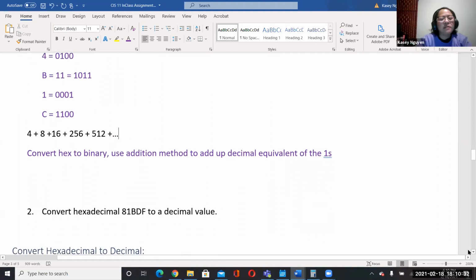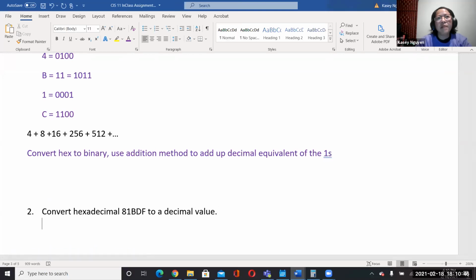So on the next one, I wanted to show you how to use the 16 to the power of n using the multiplication method. This one is a little bit longer, so it works really well with that method. But again, you have to multiply it out and then add it up.